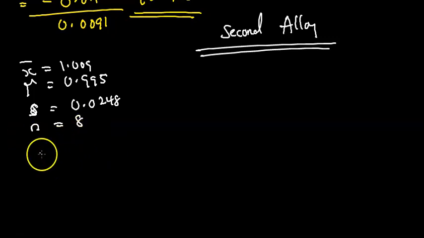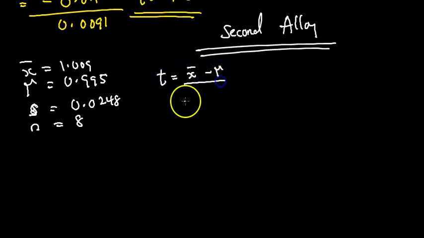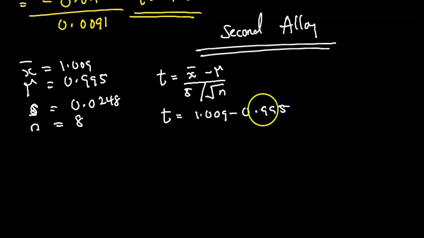So, the next thing we need to do is to insert our formula, substituting everything into it. The formula is given by t, which is the mean minus mu, divided by the standard deviation divided by the square root of n. Our mean is 1.009 minus 0.995. We are going to divide everything by 0.0248 divided by the square root of 8, and we said the square root of 8 is simply going to be 2.828.